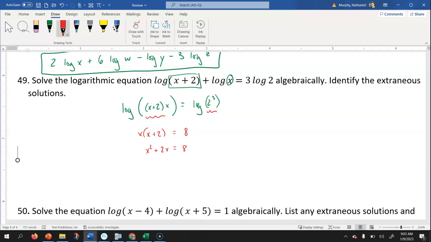And now to solve this as a quadratic, I'm going to get everything on one side, because then I can either use the quadratic formula or I could use factoring. I always want to start with factoring because that's going to be the easiest, and I'm going to look to see what two numbers multiply together to be negative 8 that add together to be a positive 2. Well, that would be a negative 2 and a positive 4. And now I can set each of those factors equal to 0 and solve.